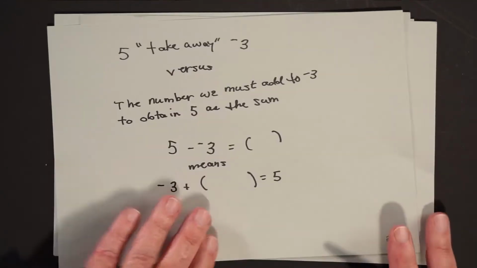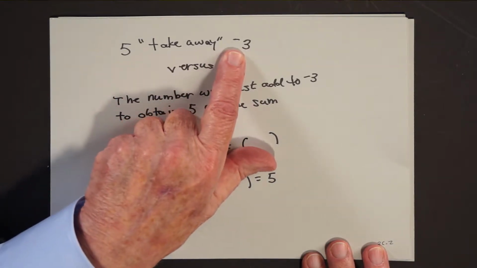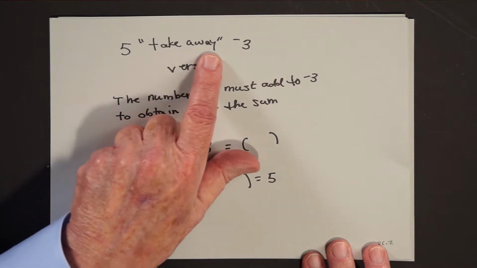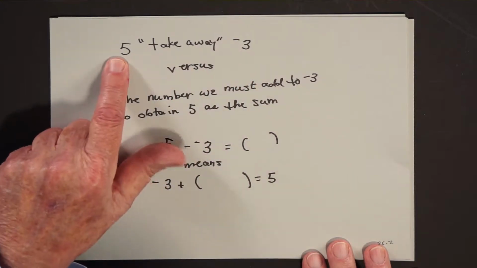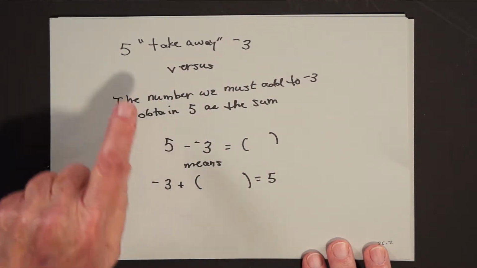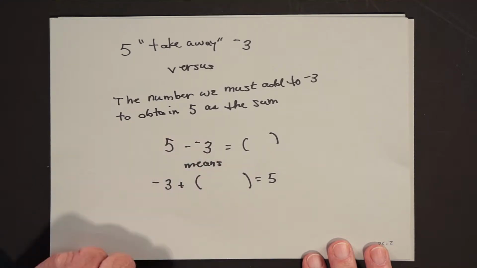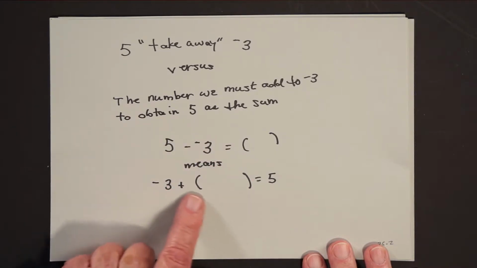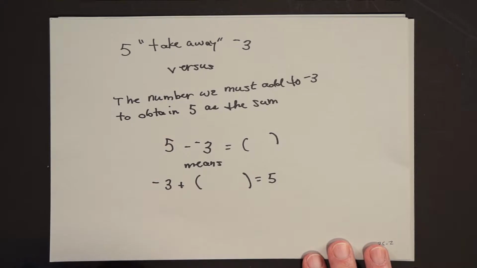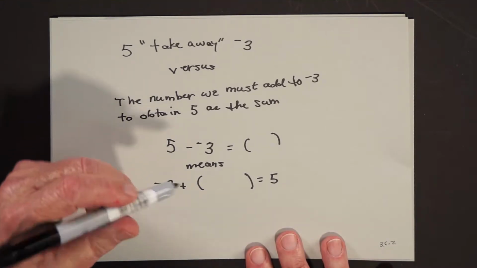And again, to indicate why it's so important to go back to the basic definition, if you say 5 take away negative 3, if you've introduced subtraction as takeaway, suppose there's 5 pieces of candy. How do you take away negative 3 pieces? But you can say the number we must add to negative 3 to get positive 5 as the sum. In other words, don't define 5 minus negative 3 as 5 take away negative 3. It's 5 minus negative 3, which means the number which we have to add to negative 3 to get positive 5. Okay? And again, I think you can see, based on what we did previously, how you would do this, but we'll review it again.